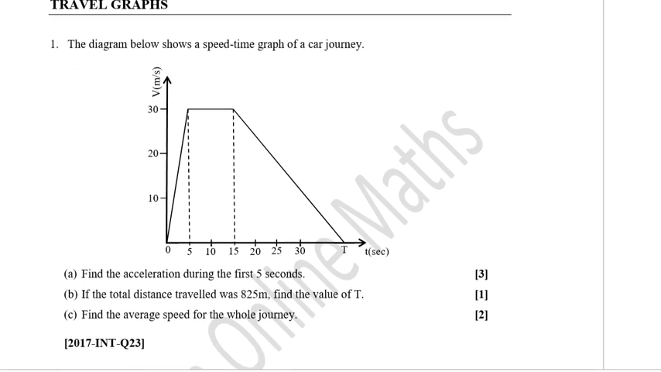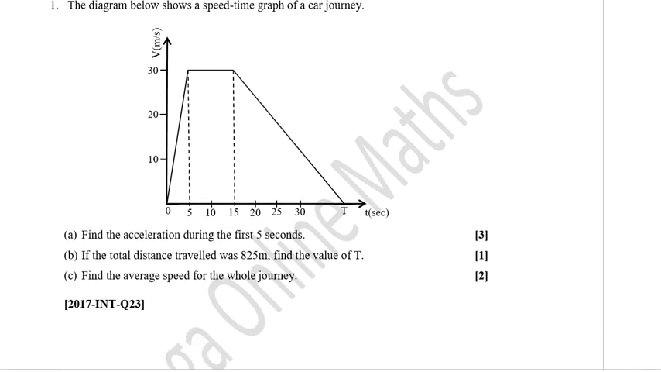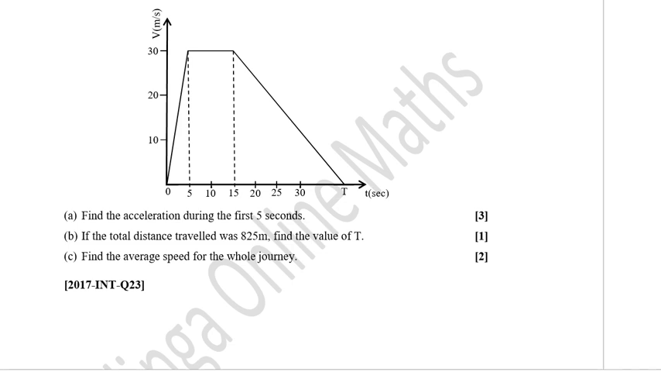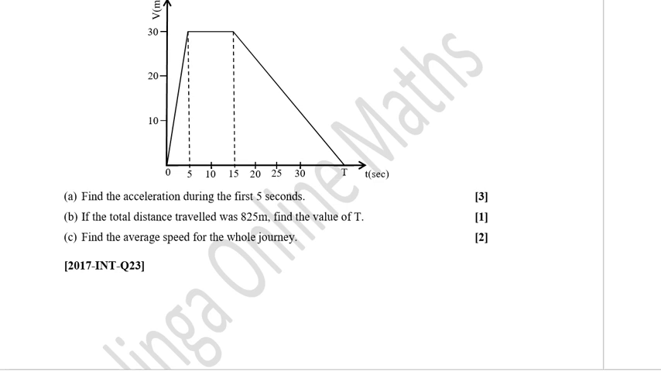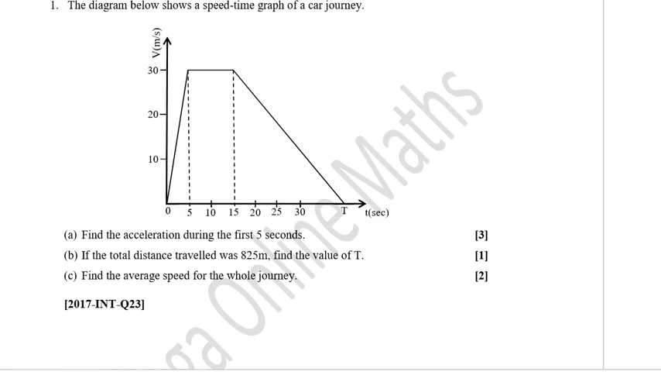One thing that you have to know is you can still use the same formulas for those of you who are taking science. The same formulas that you know for travel graphs in physics, you can still apply them to find the acceleration, the distance, and also the average speed. So here we are going to start with the first part where we are going to find the acceleration during the first 5 seconds. I'll show you how this one is done.